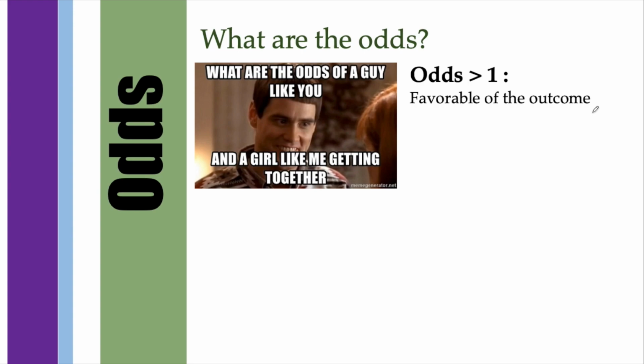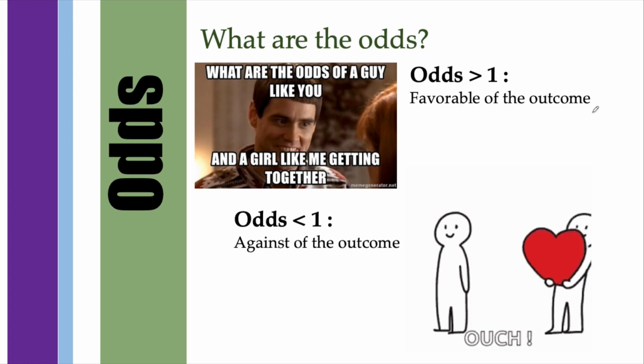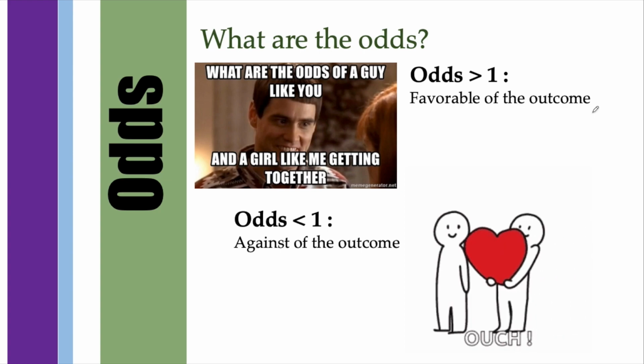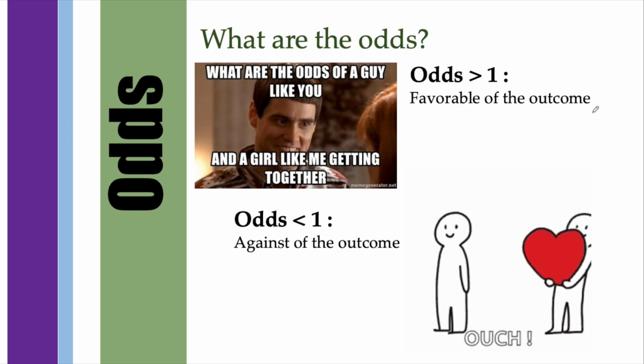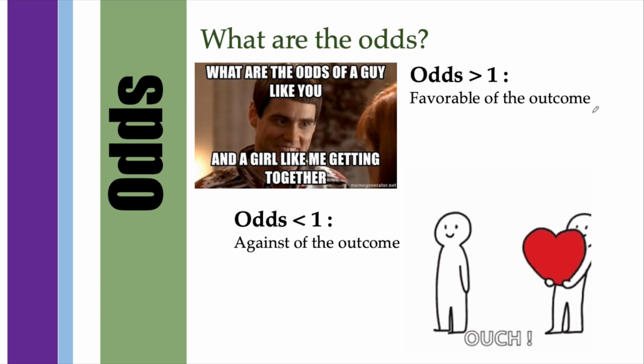So if a person you like, for example, says that the odds that I will like you is 1.5, that is favorable on your part. So more likely that he or she will like you than he or she will not like you. On the other hand, if he or she says that the odds that I will like you is 0.4, it means that the probability that he or she will like you is less as compared to the probability that he or she will not like you.